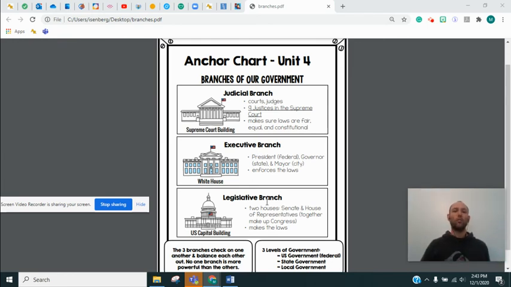So let's take a look at our branches of government. We have the judicial branch, and that deals with our courts and our judges. That's actually what we will focus on all this week. Their job will be to make sure that all the laws are fair, equal, and constitutional. We will take a look at that word constitutional, and you will know exactly what that means. But understand that the laws are to be fair and equal, meaning that all people should be able to do all things. We know throughout history that hasn't always been the case.